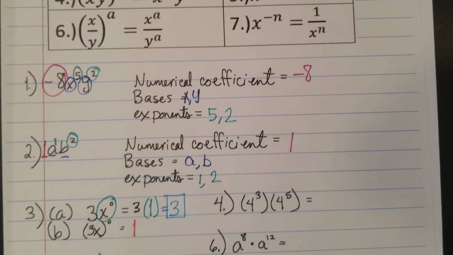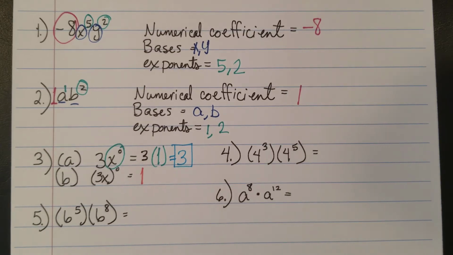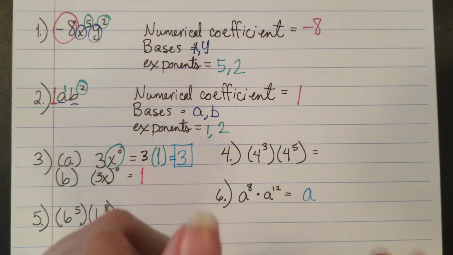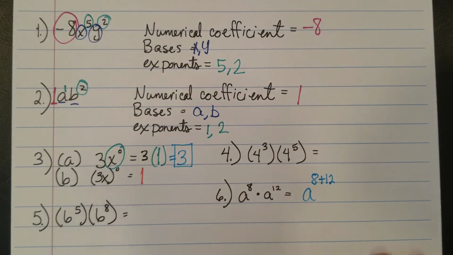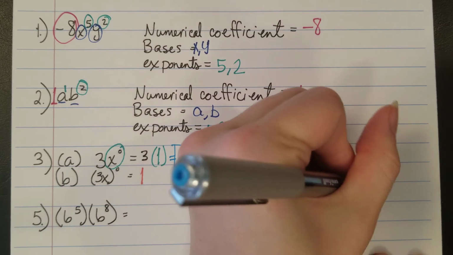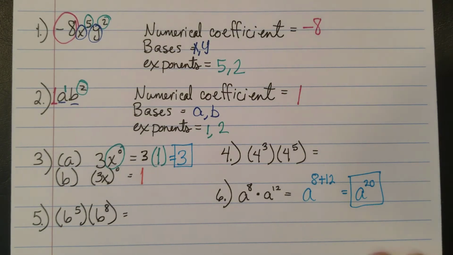So the easiest one here actually I think is number 6. Let's look at that first. So a to the power of 8 times a to the power of 12. So that would be a to the power of 8 plus 12. And then we can simplify that because we know that 8 plus 12 is equal to 20. So your answer there would be a to the power of 20.